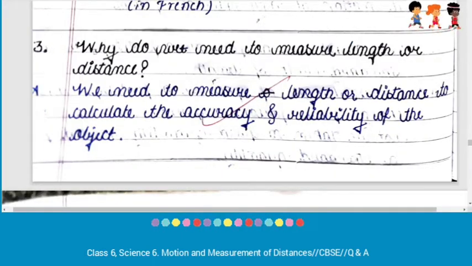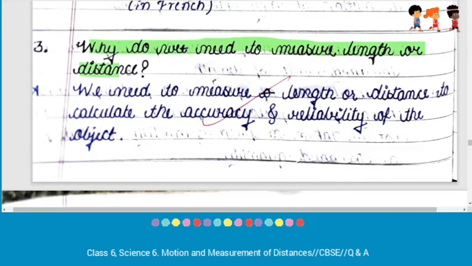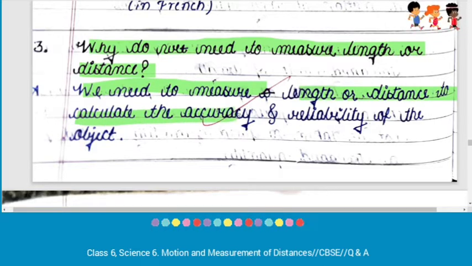Third question, why do we need to measure length or distance? Answer, we need to measure length or distance to calculate the accuracy and reliability of the object. So why do we need to measure length and distance? To calculate the accuracy and reliability of the object.